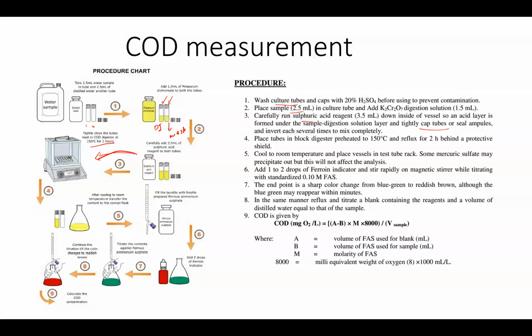At this time, the oxygen is used up by the chemicals. The chemicals will use the oxygen inside the sample. Then after 2 hours, you take out both tubes, and then you have to cool them to room temperature. You have to keep them for some time to let them cool to room temperature.